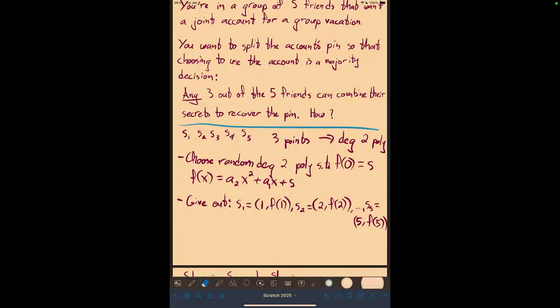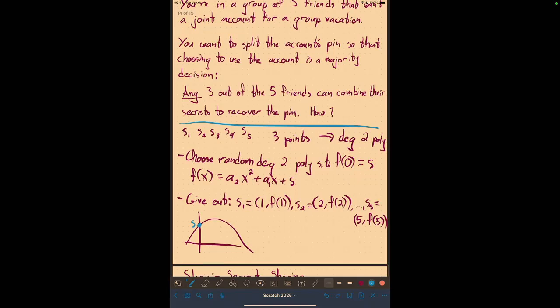So let's say we have a parabola. Let's say the secret here. Here's the secret. It's S. Oh no. So this isn't showing up here. Maybe there's just some lag.